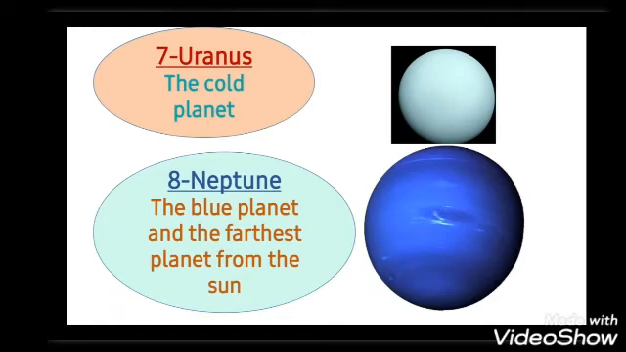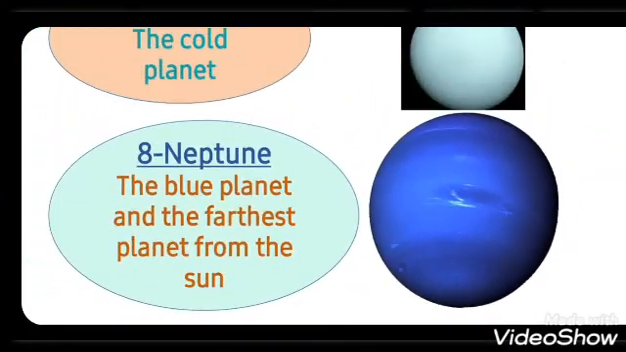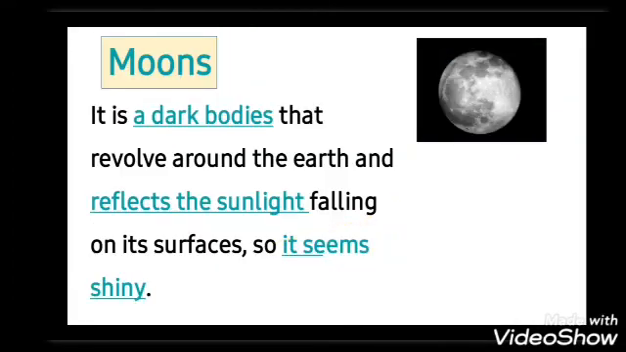After that, the last planet, Neptune. Neptune is the farthest from the sun and it's the blue planet. We have the red planet and the blue planet. The red planet is Mars. The blue planet is Neptune. I said the solar system consists of number 1, the sun in the center. The 8 planets rotate around the sun, and you have to know moons rotate around some planets.